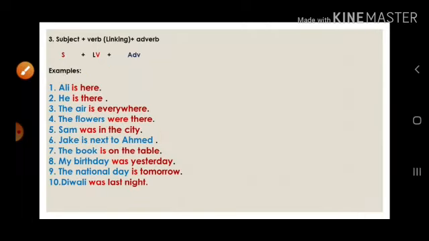Now we move to our third slide. Subject plus linking verb plus adverb. ننتقل إلى الثالث وهو الاسم زائدا linking verb زائدا adverb.